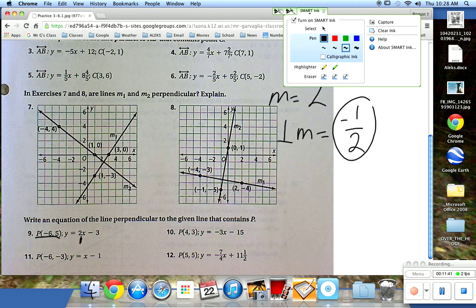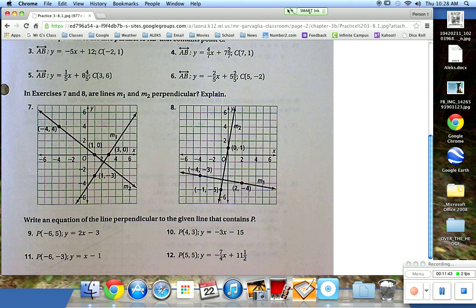You guys ready to rock it? Let's take a look here. What do we got?